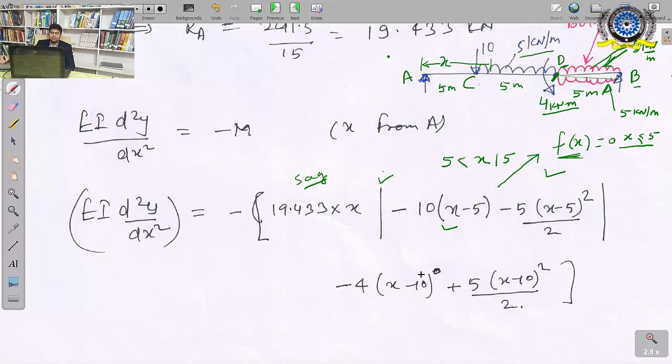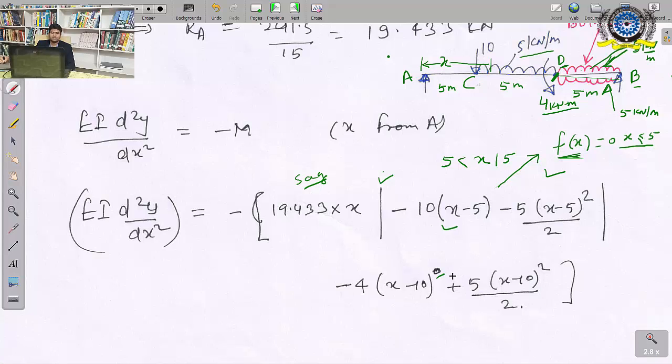So there is no need to multiply it with the distance. But here we will multiply it with x minus 10 to the power 0. When we integrate, this power 0 will become 1 in the dy by dx equation, and it will become 2 in the equation of deflection. Okay, so this is important.